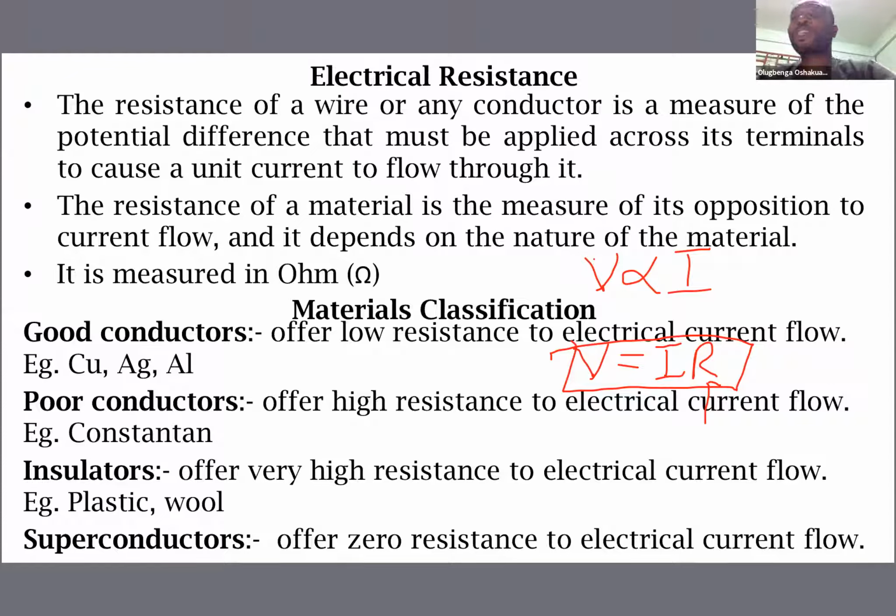And we also have some materials that do not oppose current flow at all. That means they offer zero resistance to current flow. Such materials are superconductors. Though currently we don't have any that conduct at room temperature, at very low temperatures some materials conduct electricity with no resistance at all. So they are superconductors.